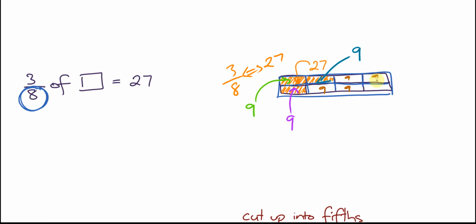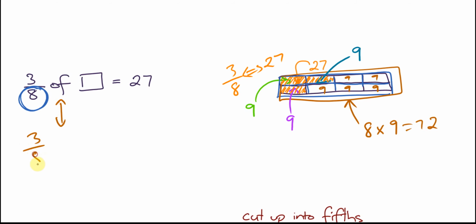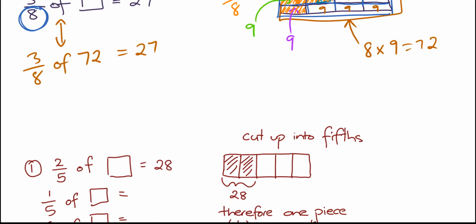So if I just write 9 in each eighth, how many lots of 9 do I have? I have 8 sections, and in each section there is 9. So the original quantity, or the total amount, is 72. So if we go back to our question here, 3/8 of 72 is equal to 27. Okay, a couple more examples.